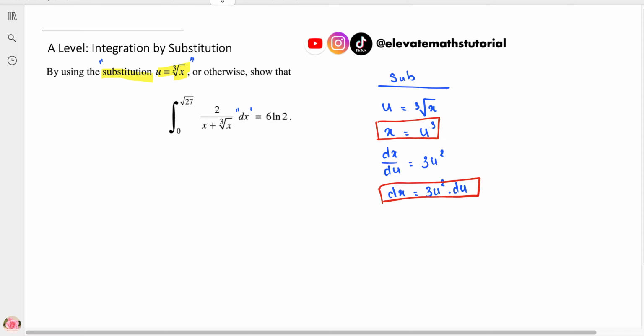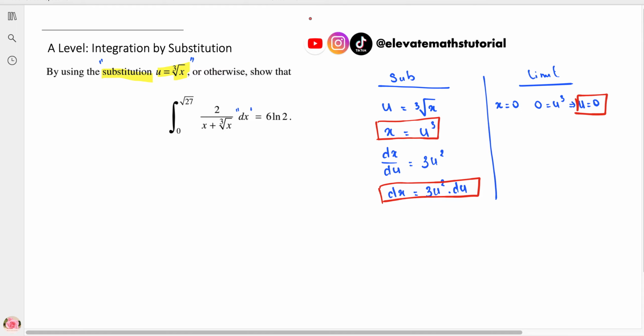The next part of the problem is our limits. These limits are for x, so we need to convert these limits to u. Otherwise, you have to resubstitute x back in if you want to use the original limits, which is a bit long and complicated. So it's always better to convert the limits as well as your variable. All the limits should be in terms of u. If x is equal to 0, using that function, you end up with 0 is equal to u cubed, which means u is equal to 0 as well. So that's your lower limit.